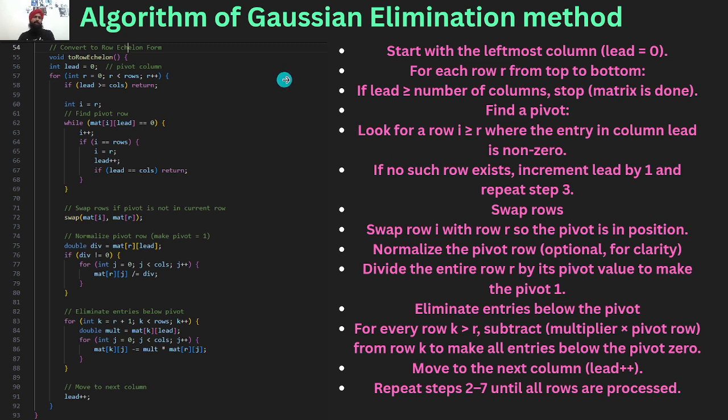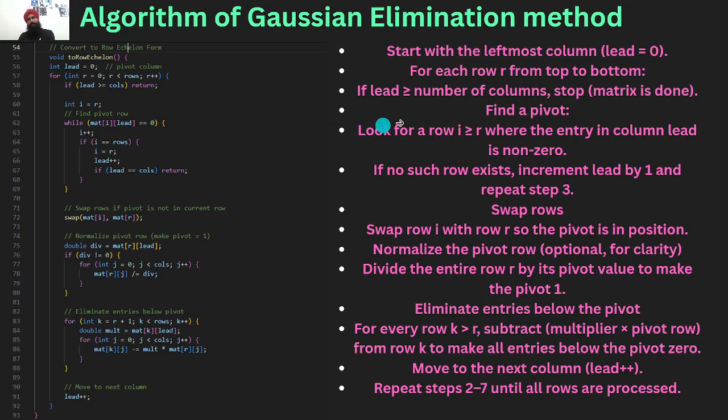Also, it is written here, like, first, using lead equals 0, we start with the leftmost column. Then we use this for loop to cover all the rows. And if lead becomes greater than or equal to columns, then return. And also we try to find the pivot row. Then we use int i equals r. Then we use this while loop to find the pivot row. And if we find that this value is 0, then we go lower. And if i becomes equal to rows, then we reset i to its previous value and go into the next column.